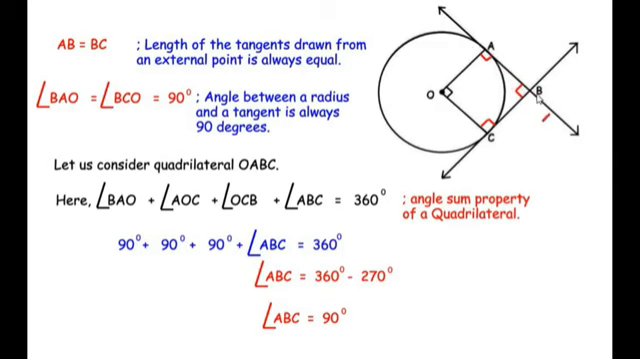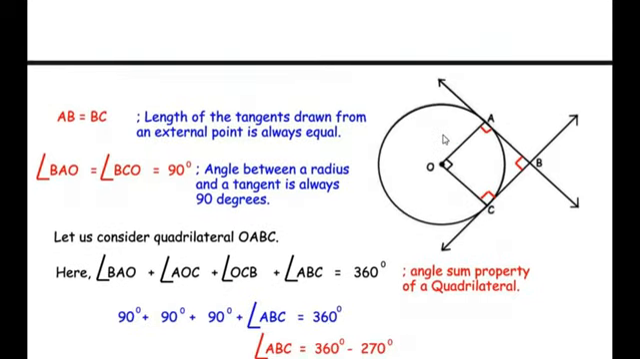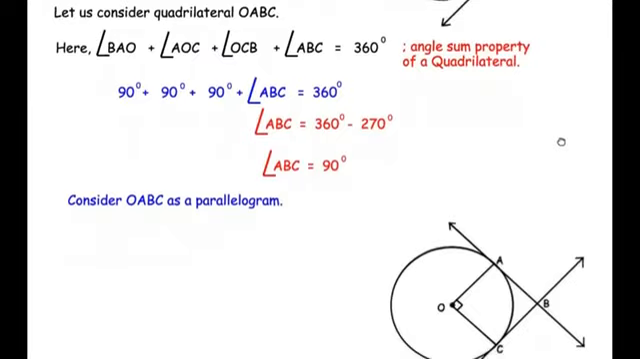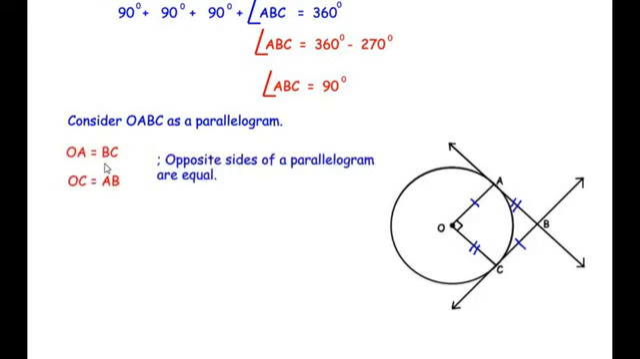So there can be two options here. Since all the angles are 90, it can be a square or it can be a rectangle. So at the moment we will consider this as a parallelogram, and we are going to make use of the third concept, that is the properties of a parallelogram. So let me write here. Consider OABC as a parallelogram. We know that opposite sides of a parallelogram are equal. So side OA becomes equal to side BC and side OC becomes equal to side AB. So let us write here OA is equal to BC and OC is equal to AB. That is, opposite sides of a parallelogram are equal.